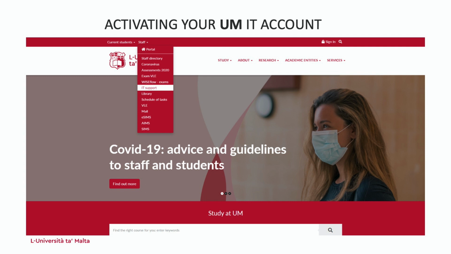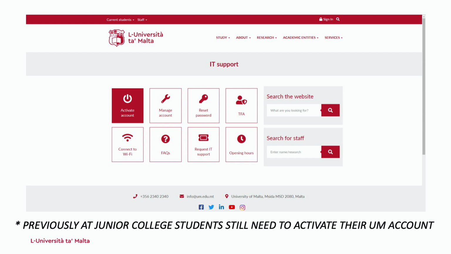During this period of the pandemic, it is even more important that students use IT technology, especially since not all lectures will be held on campus throughout the year. In order to activate your email account, please access the University of Malta IT Services website and click on the thumbnail Activate Account. Students who were previously at junior college will still need to activate their University of Malta account.